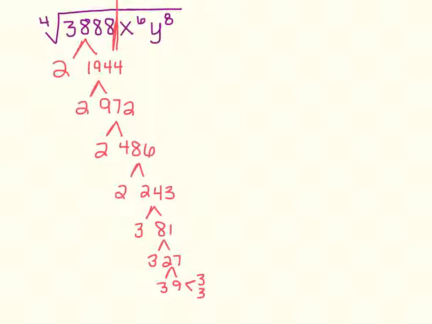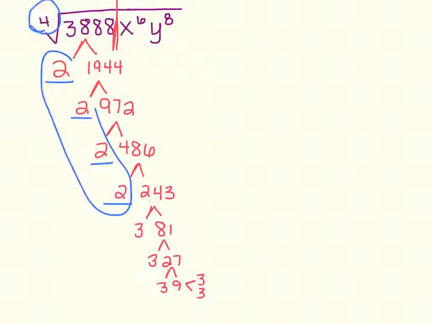Okay, so because this is asking for a 4th root, that means I need powers of 4, meaning I need 4 of the same factor multiplied together. So I see a 2, a 2, a 2, and a 2. So I have 4 2's. There's a group of 4 2's. That means I get to put 1 2 on the outside of my radical.